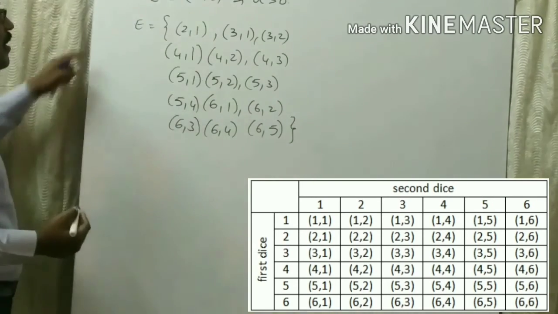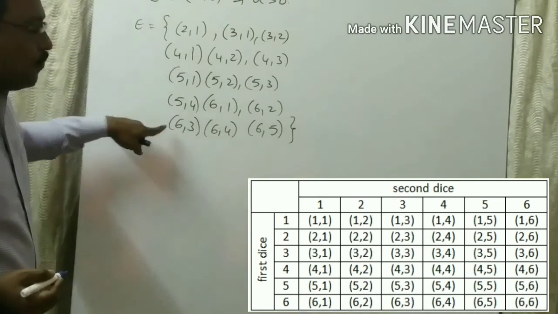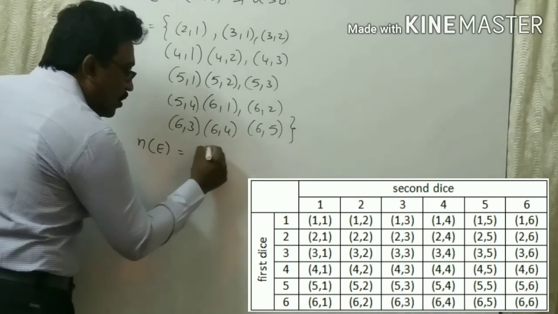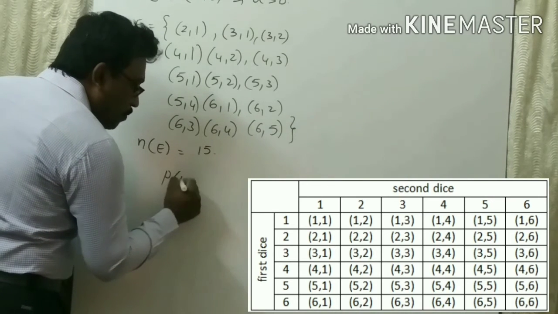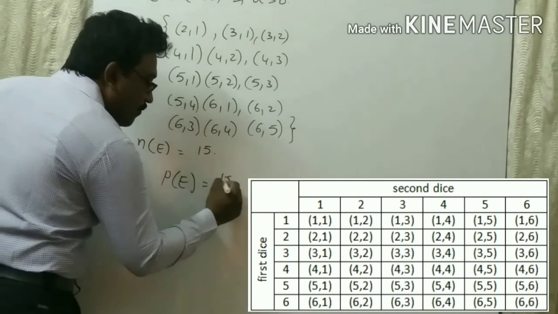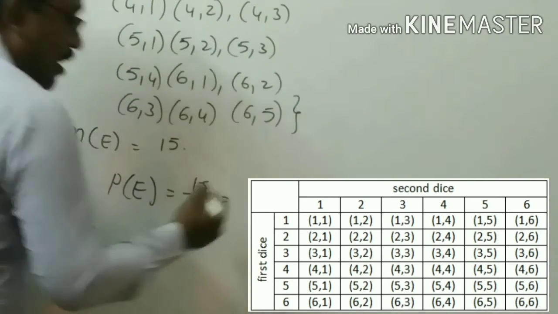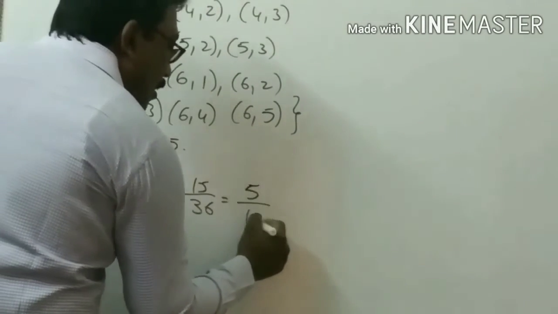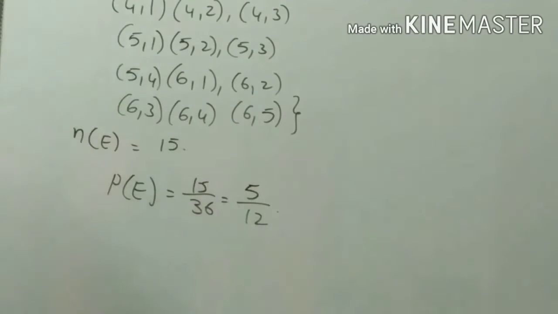So how many are there? 1, 2, 3, 4, 5. 5 threes are 15. So n(E) is equal to 15. So the probability of getting this event is 15 by 36. The 3 will be cancelled, giving 5 by 12. So the answer is 5 by 12.